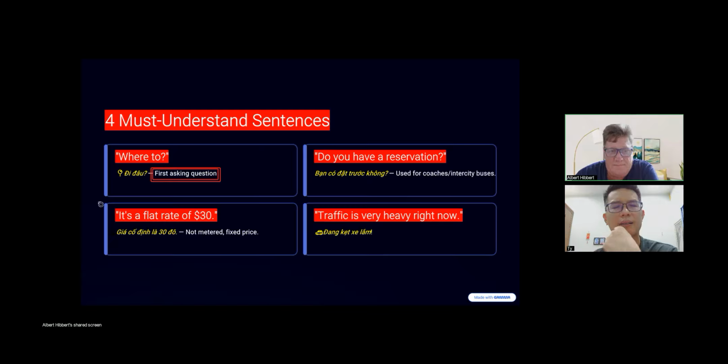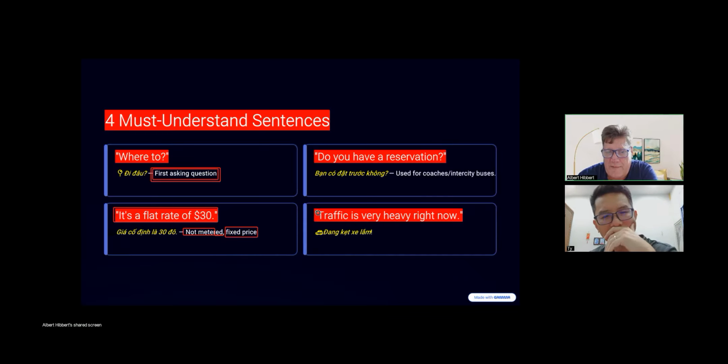Then if the taxi driver tells you it's a flat rate of $30, it means that the taxi hasn't got a meter, it's not metered, it is a fixed price. So a flat rate of $30 means it is a fixed price. There's no meter inside the taxi.